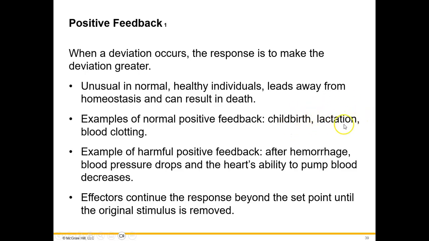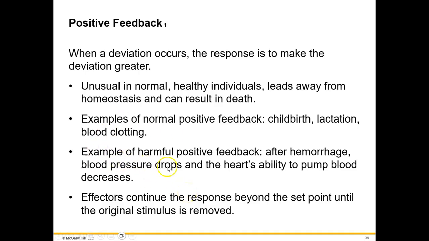Lactation, or the production of milk, is maintained by positive feedback. You have chemicals that are released that cause milk to be produced in the mammary glands, and then more chemicals are released, causes more milk to be produced, and so it's a positive feedback. Blood clotting, when your blood starts to form a clot, the clotting increases until your bleeding has stopped.